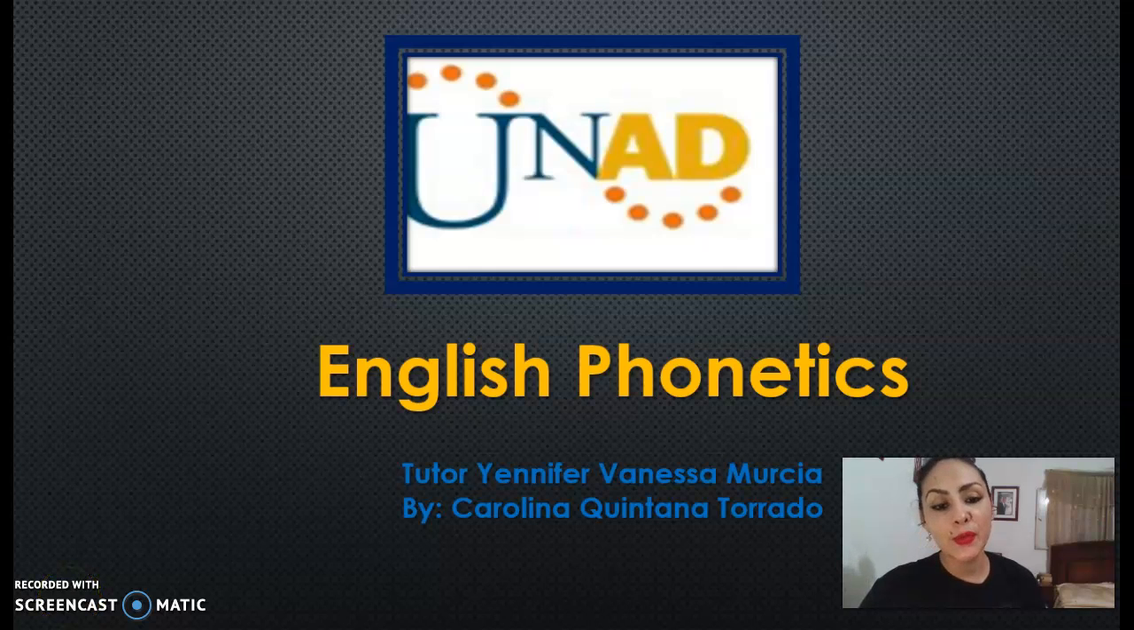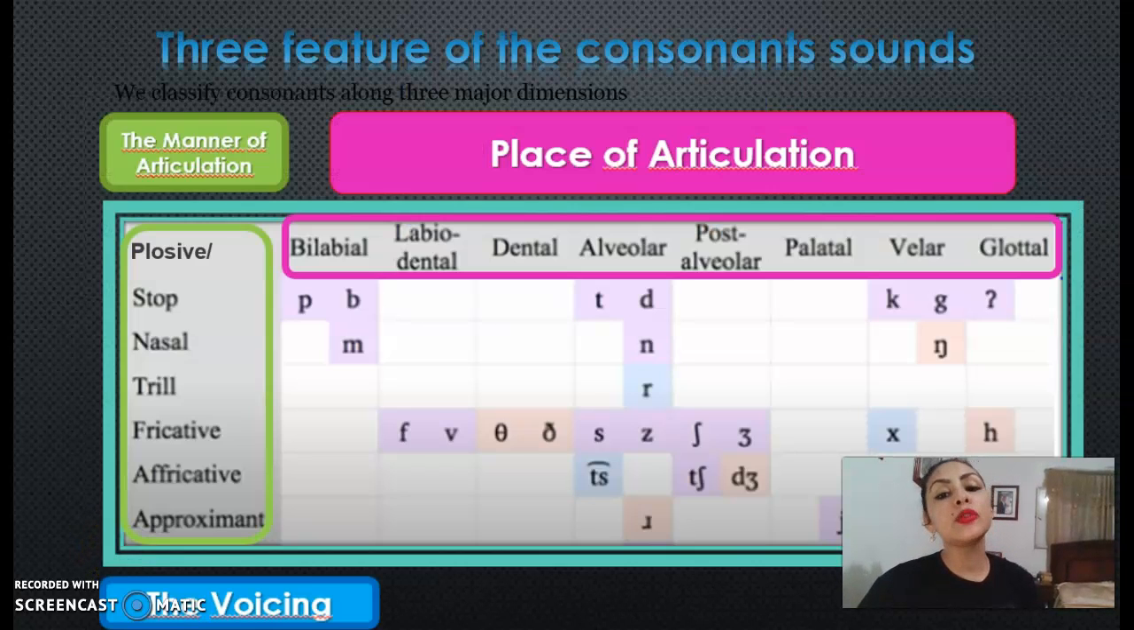So in this moment we present the consonant sounds for the course English Phonetics for the tutor Jennifer Vanessa Murcia. To start, we present the table, the IPA. This is the International Phonetic Alphabet. This is very important because we can use it to describe the vocal tract constriction.